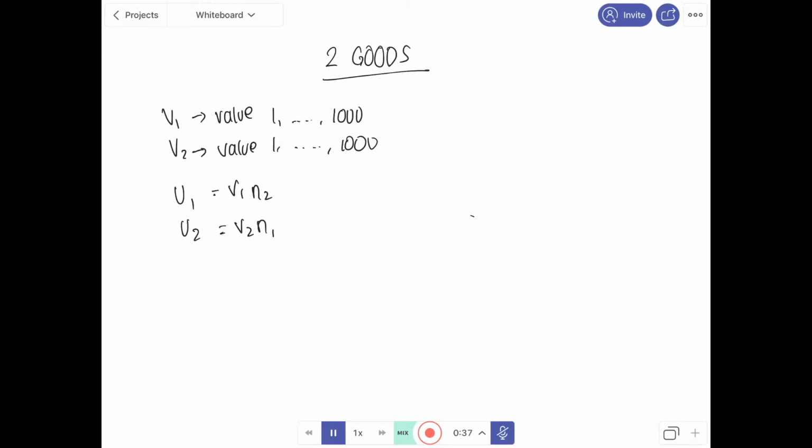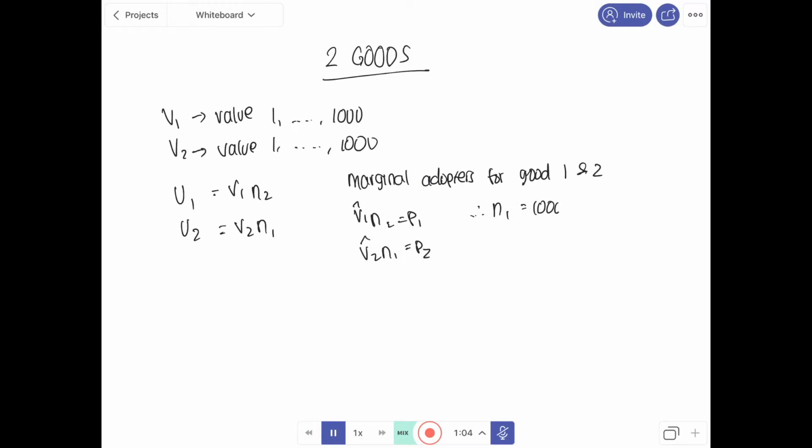Finally, there are some exogenous prices for supplying good 1 and good 2. The marginal adopters for goods 1 and 2 are determined by V1' times N2 = P1 and V2' times N1 = P2. Everybody who has a value higher than V1' will purchase good 1, so N1 = 1000 minus V1' and N2 = 1000 minus V2'.